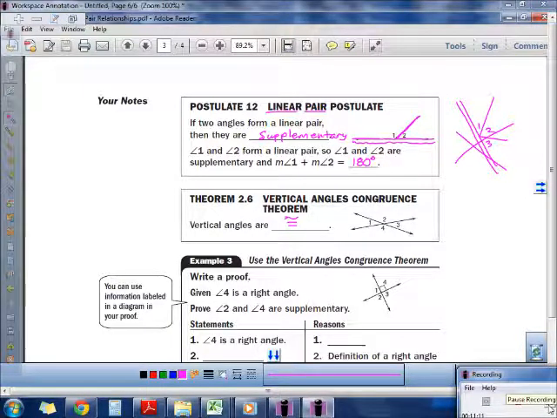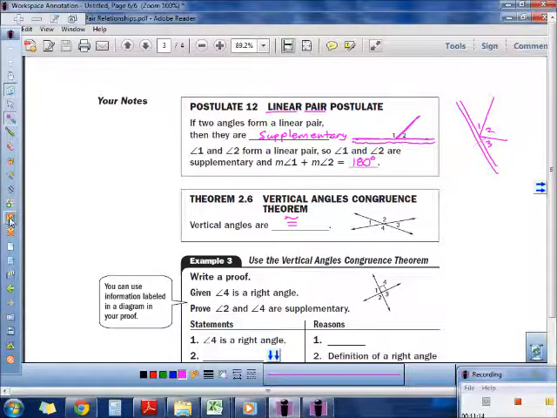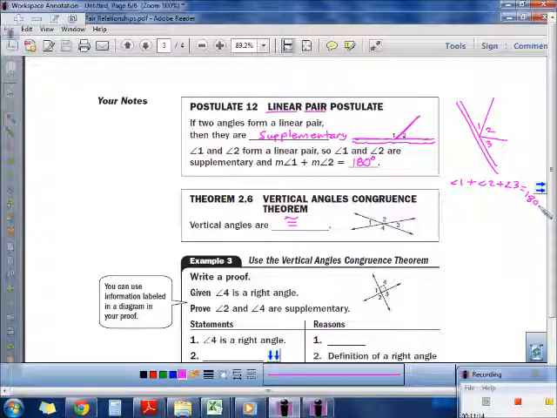The key thing I want you to get from this is it's okay to have a bunch of angles making a straight line. You still know that angle 1 plus angle 2 plus angle 3 is 180. But you're not going to be able to say that they're a linear pair because it's not a pair of angles, not just two angles.